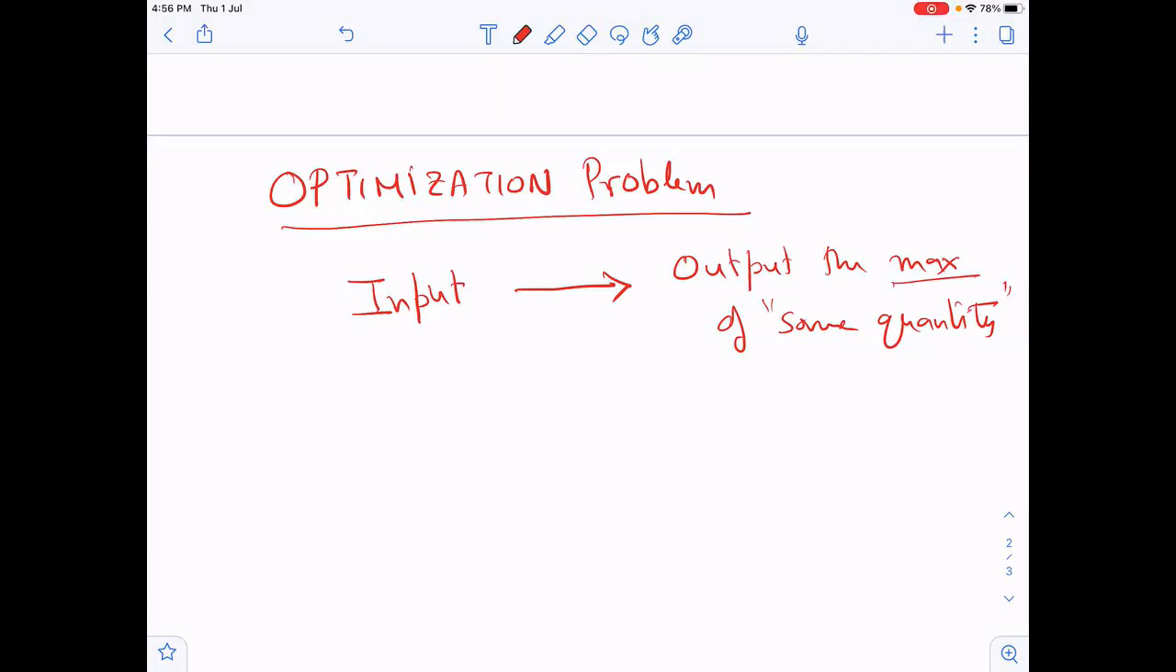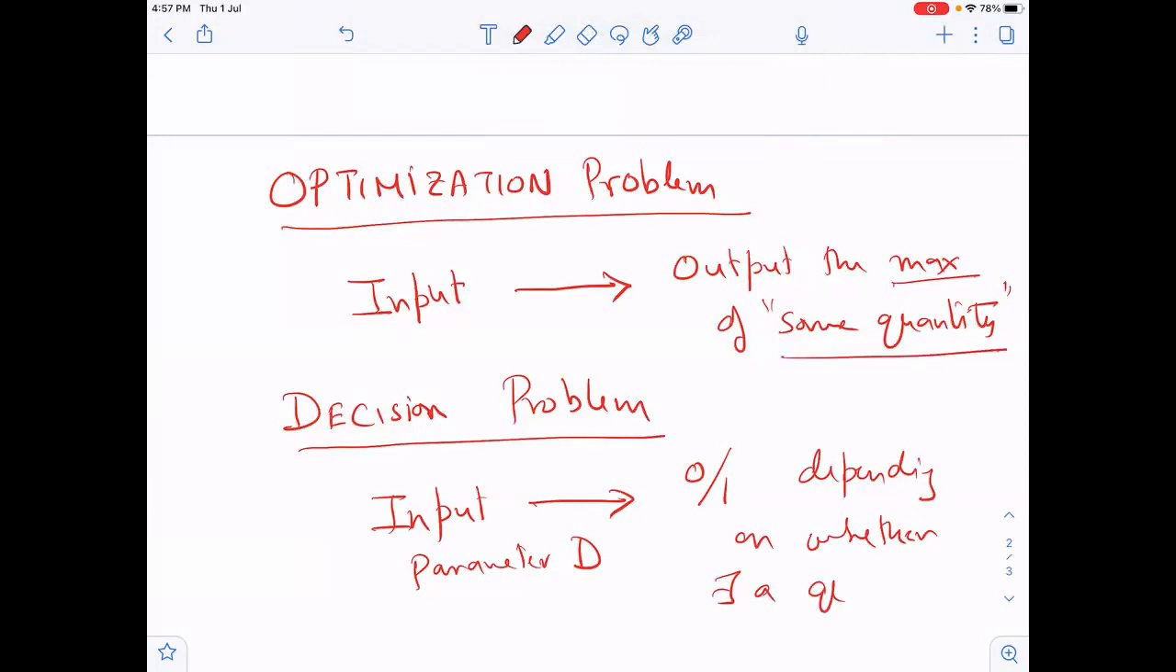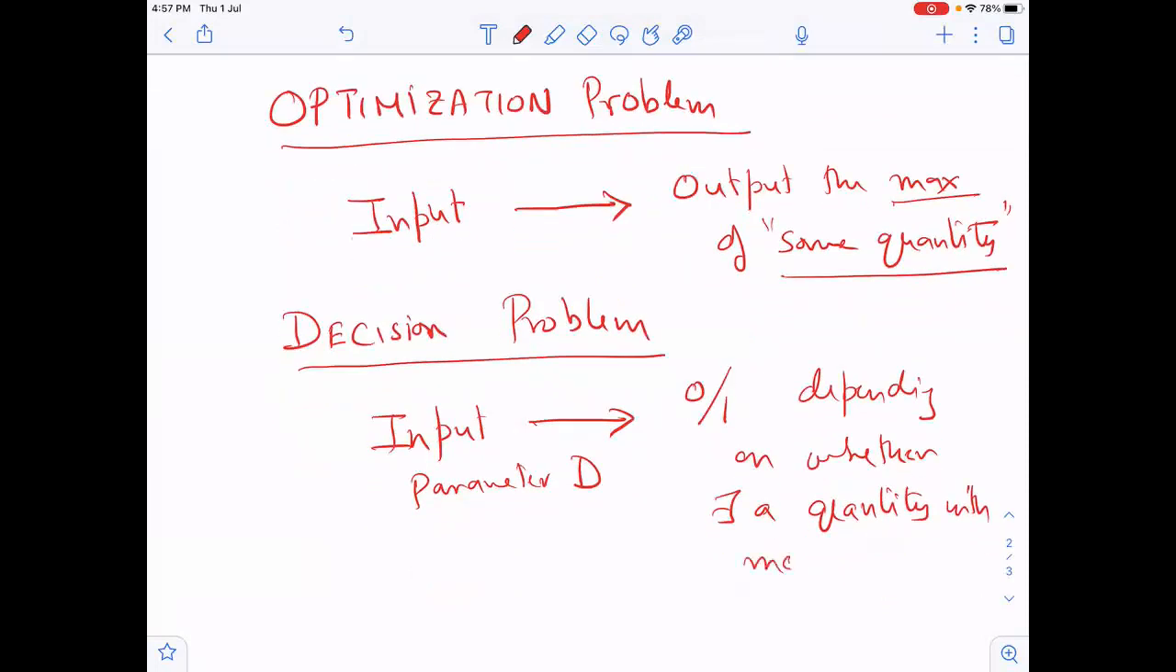And on the other hand, you have the decision problem. Okay, so the decision problem is basically, again, you have been given an input, and your job is to take a parameter D, and the output is 0 or 1 depending on whether there exists this quantity with measure less than or equal to D.